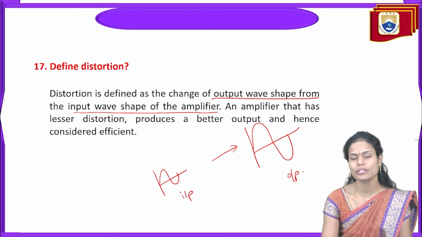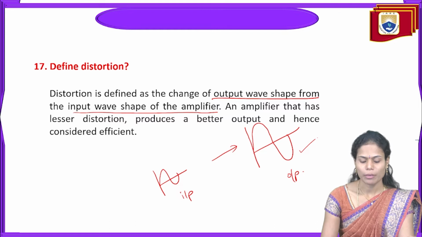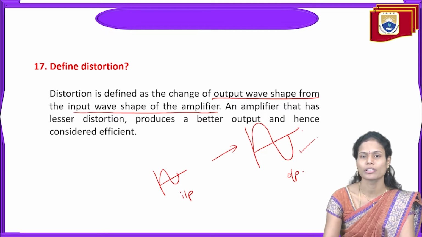But if the distortion is present in the amplifier, the shape of the waveform we will not get in this way here. So an amplifier that has lesser distortion produces a better output and hence consider it as the efficient one. If less amount of distortion is present in the amplifier, that is not affecting the output signal that much, but if very high amount of distortion is present across the output, we will not get this proper amplified output across the amplifier.